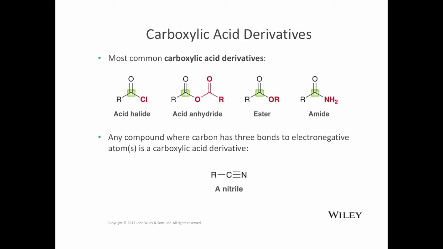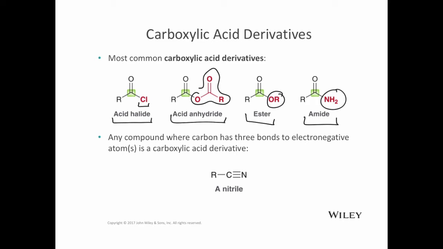This video covers carboxylic acid derivatives, and the four most common derivatives that we're going to talk about in this video and the next video are shown here. The acid halide, so that's where you have a halogen where you, in the carboxylic acid, had an OH group. There's the acid anhydride, where you have this group shown in red, so an oxygen connected to a carbonyl connected to an R group. There is the ester, where you have an OR group instead of an OH, and then the amide, where you have a nitrogen instead of the OH.